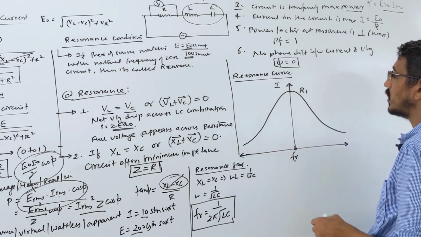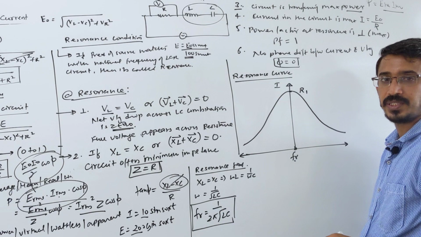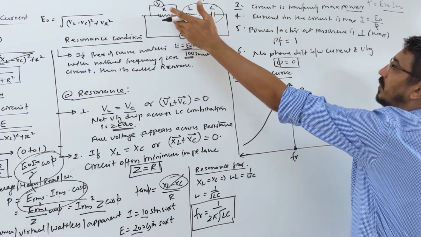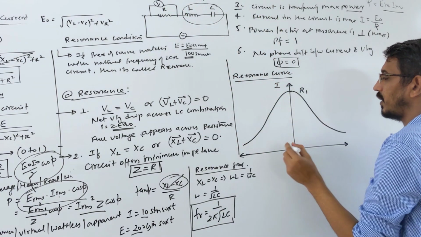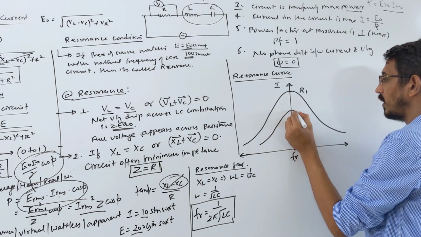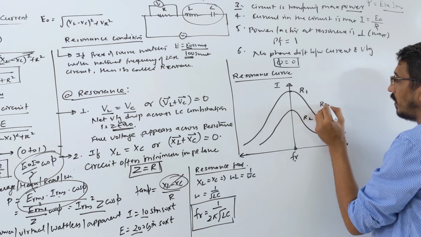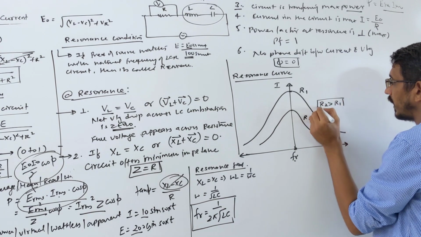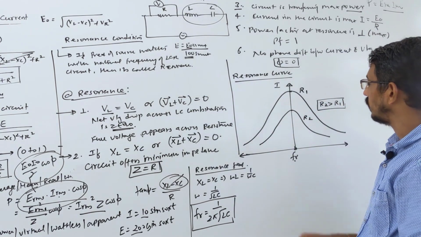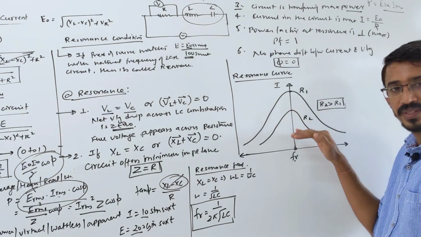Suppose the same curve you want to draw for a higher resistance. Suppose the resistance is increased. You increase this resistance, then you draw the same curve. The shape of the curve will be the same, but the peak will be lower. This is your curve R2, and here R2 is bigger than R1. Remember, they can ask in an exam. So the more the resistance, the peak of this curve will reduce.